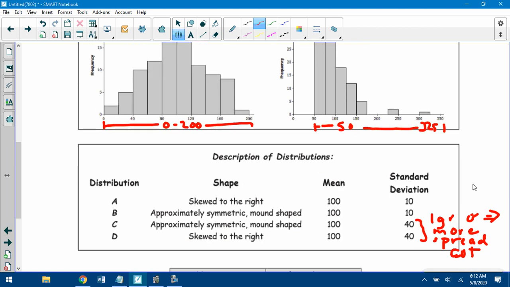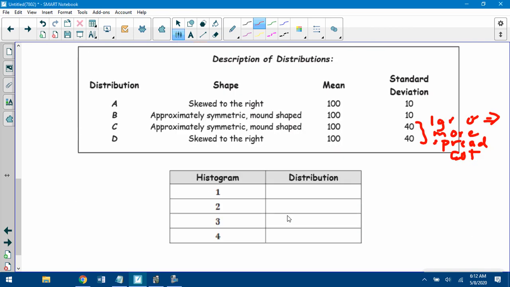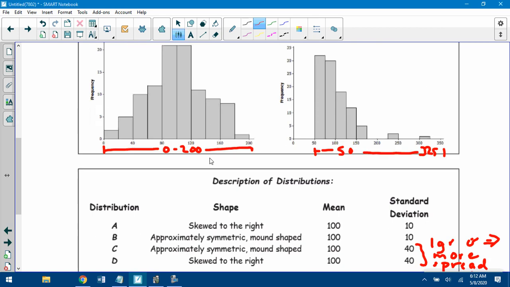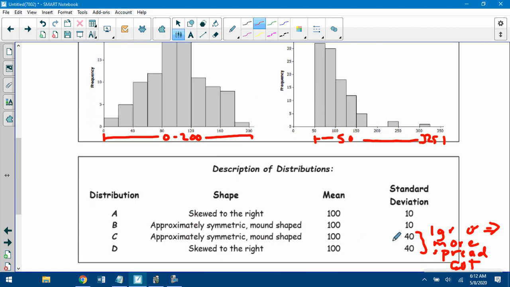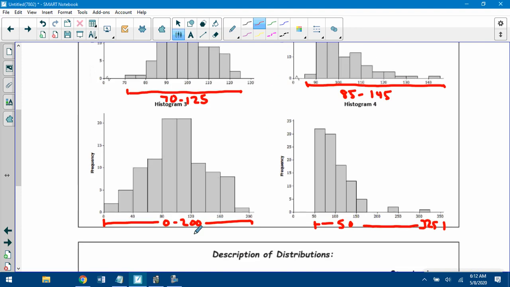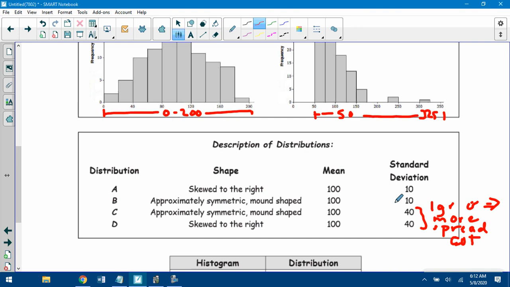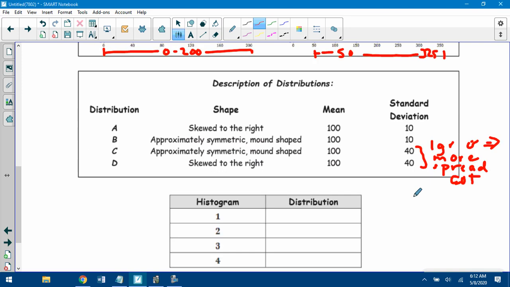Okay, so we want to match these histograms. Histogram 1 is definitely symmetric, so it's either B or C. Does it have a larger spread for a 40 standard deviation or a smaller spread for a 10? Well, you have to find the other symmetric one. Compared to the other symmetric one, which has a larger spread? Well, 0 to 200 is way more spread out than 70 to 125. So this is symmetric with a smaller spread. So symmetric, smaller standard deviation, histogram 1 would be B.